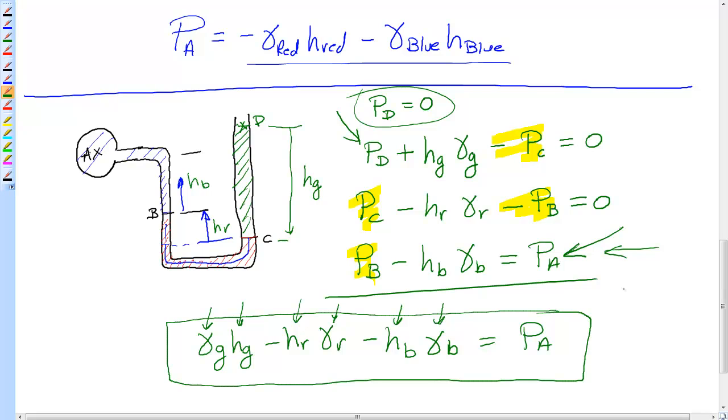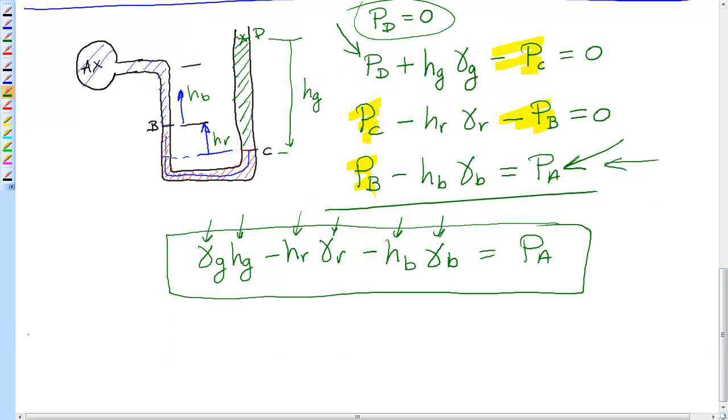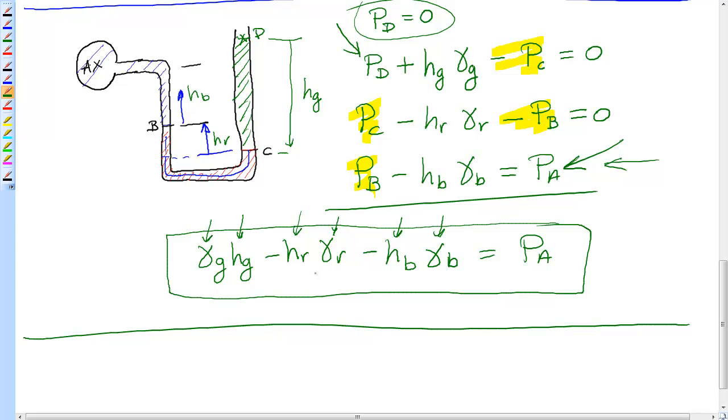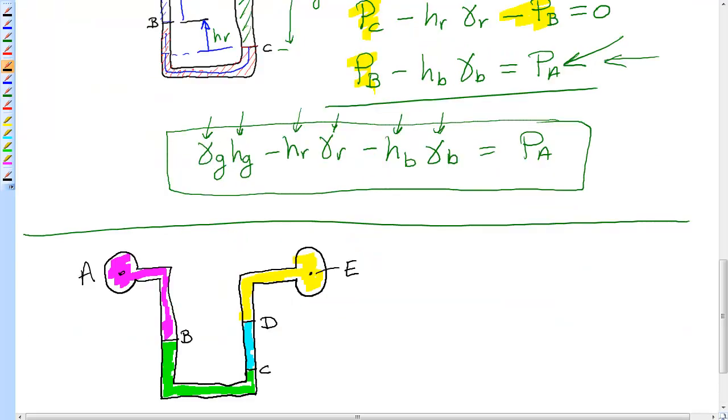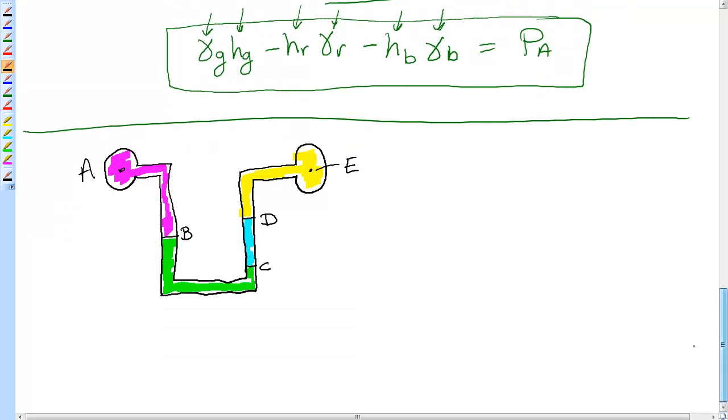Let's do a numerical problem now. Okay, so here's our problem. I've used the highlighters to make it look a little bit better. So what we need is the heights. Let's say this is 2 foot, this is 3 foot, that's 1 foot, and this is 2 foot.